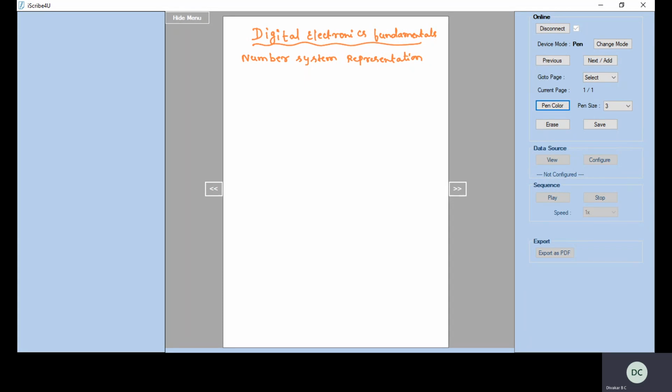We begin our study of number systems with one which is familiar to everyone, that is the decimal number system. A system is an interconnection of various physical components to perform a particular task.